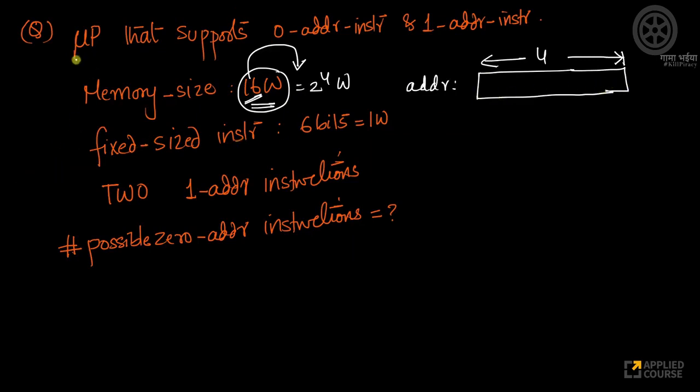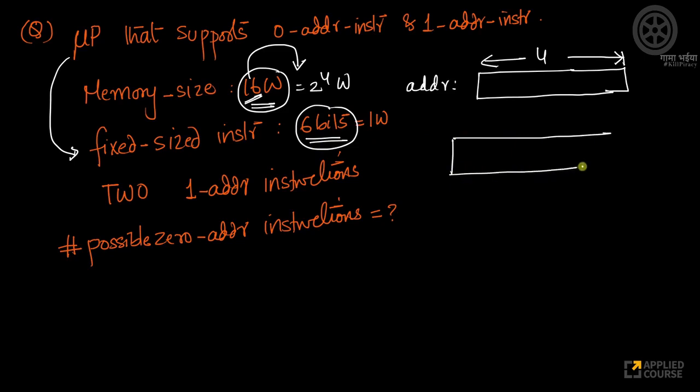Now this microprocessor has fixed size instructions of 6 bits, not 16 bits. So my instruction size is 6 bits. Now it says my microprocessor has 2 one address instructions. So the total number of possible 0 address instructions are? That's the question we are asked. Let's solve this. This is very simple.